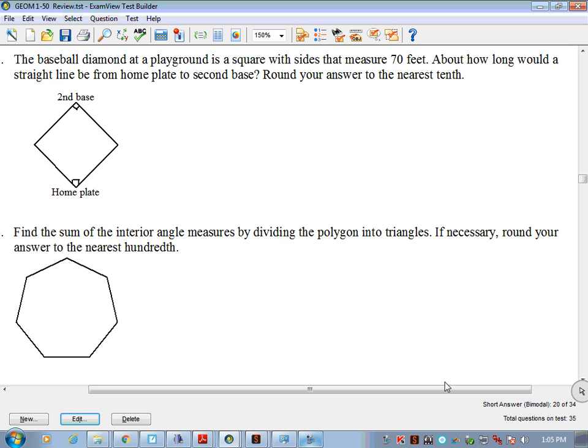All right, a baseball diamond at a playground is a square. That's going to be important to us. The sides measure 70 feet. About how long would a straight line be from home plate to second base? Find the answer to the nearest foot. Okay, we have a straight line right there. Because a square is also a what? It is a rhombus. Now, what do I know about the diagonals of a rhombus?